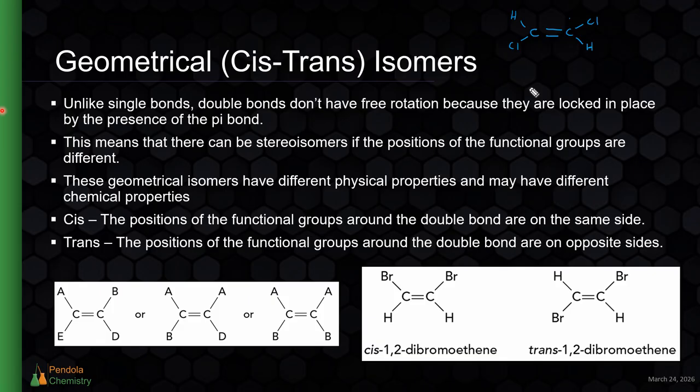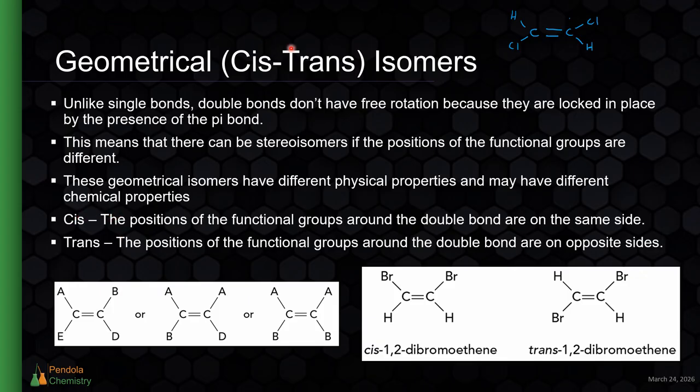This is what cis-trans geometrical isomers are all about. The geometrical isomers have different physical properties and might have different chemical properties because if they are across from each other or on the same side, they are actually two different compounds.